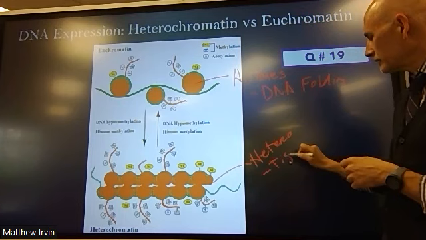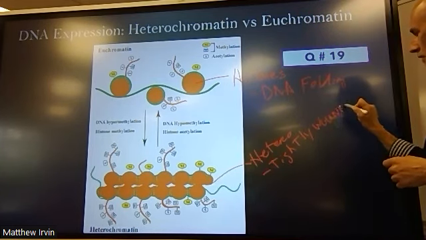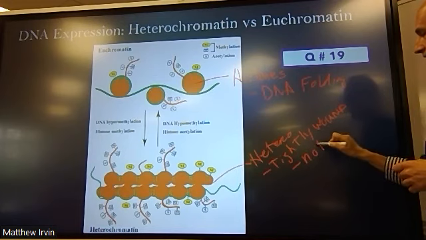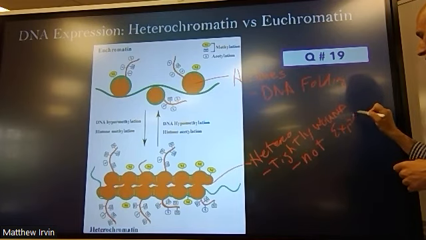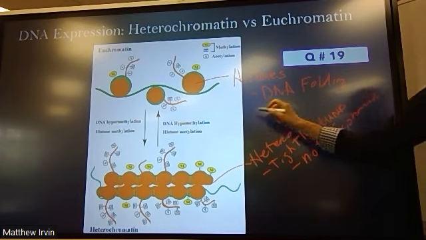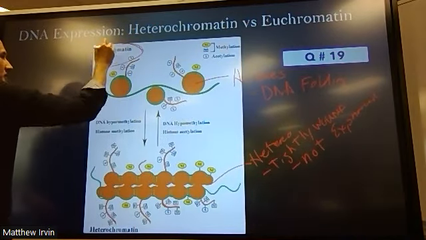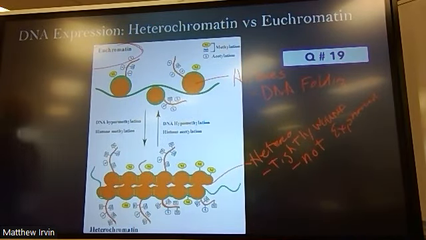So heterochromatin is tightly wound, so it's not expressed because your proteins cannot get in there. So you have to have loose strands of DNA. So this is going to be our euchromatin, and that's going to allow our gene expression machinery to get in there and copy the DNA to RNA.